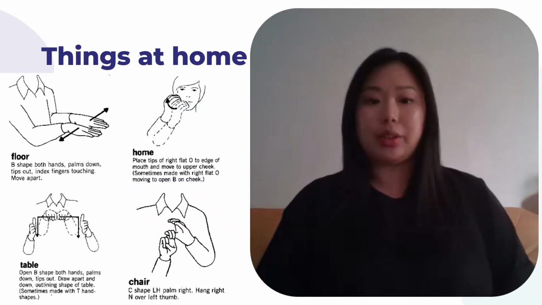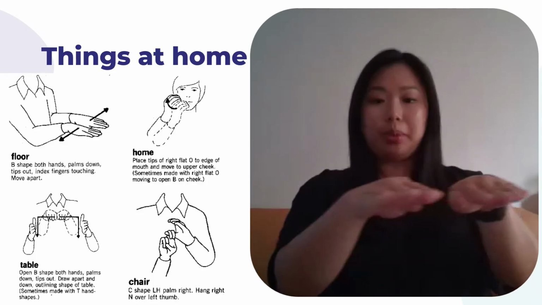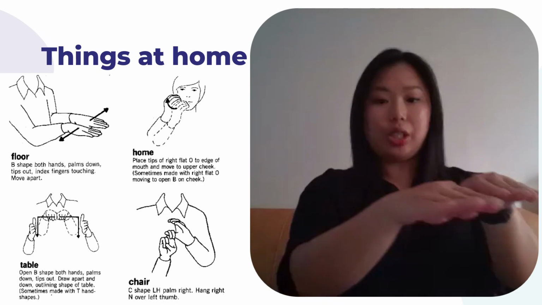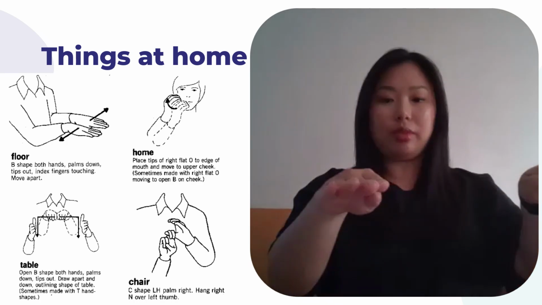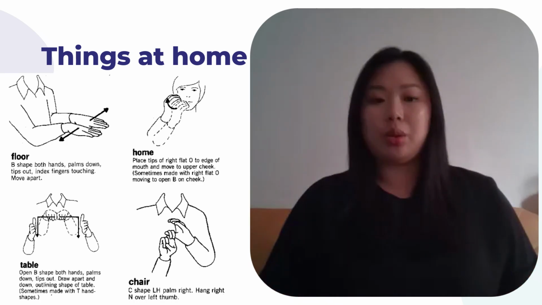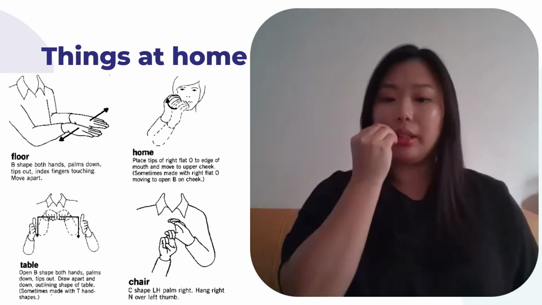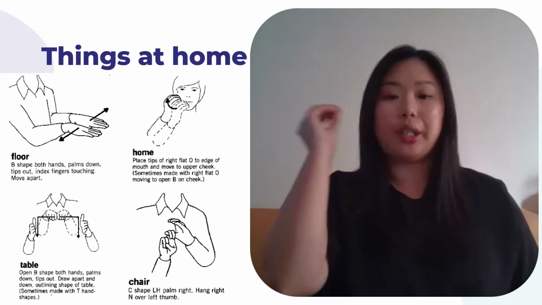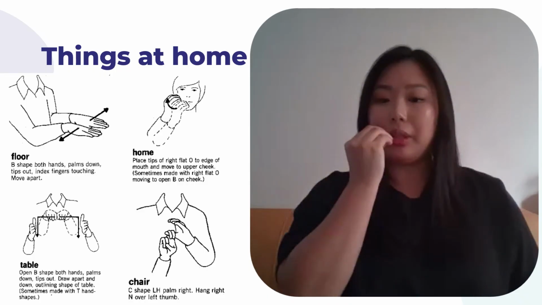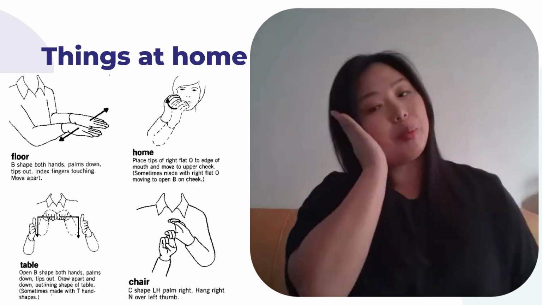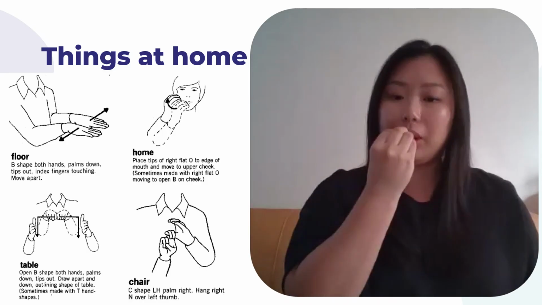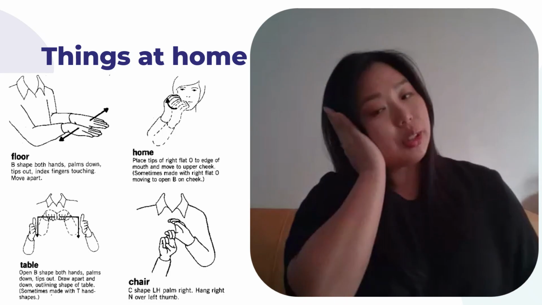Now we have things at home. Floor. Palms down and pull apart, as if you're outlining the shape of the floor. Home, you have a flat O at your mouth and move it to your cheek. Or you can also do flat O at your mouth and open your hand up to a palm. So home is where you eat and where you sleep.